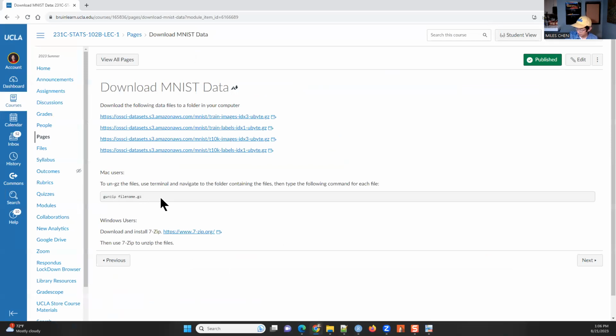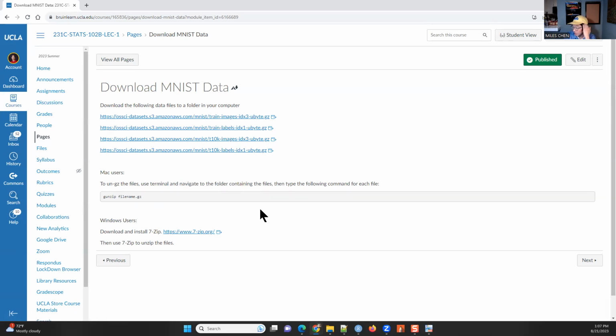if you're on Mac, you'll have to open up Terminal, navigate to the folder where you downloaded the file, and then you'll call gunzip, and then you'll type in train-images-idx3-ubyte.gz, and it will gunzip that. And you have to do this 4 times, one each for the training images, the training labels, the test images, and the test labels. Okay.